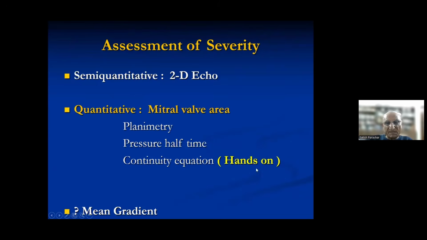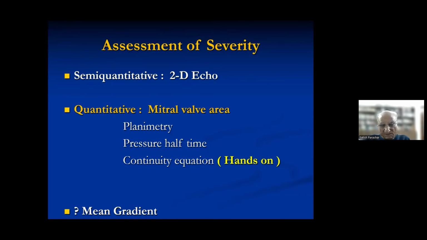Now this again will be hands-on. There is no point in telling you now. The continuity equation is mainly learned hands-on. So by these methods, you have got a semi-quantitative idea. You got the mitral area, which is the most prominent parameter in this. You have got it by two methods also, and if you do it well, both of them can be almost the same. Then this is very rarely done, unless it is needed.